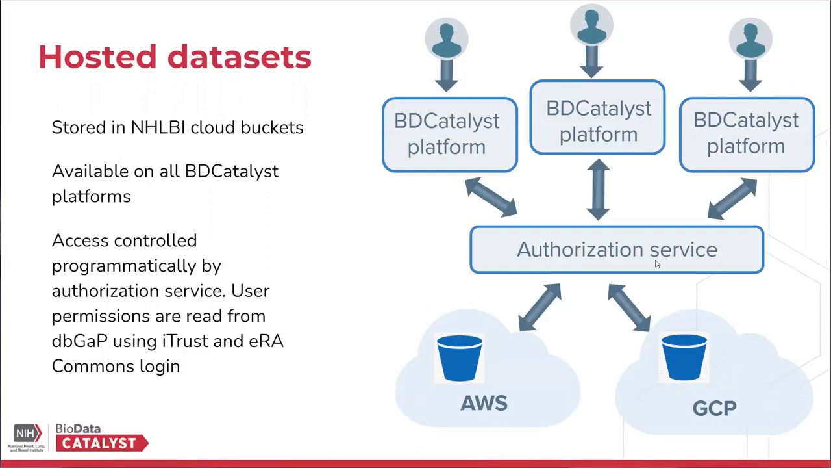Access is programmatically controlled by this authorization service. When a researcher chooses to access any particular piece of data, their approval status is read from dbGaP programmatically. All platforms can access all data. The same data is hosted on AWS as well as Google.